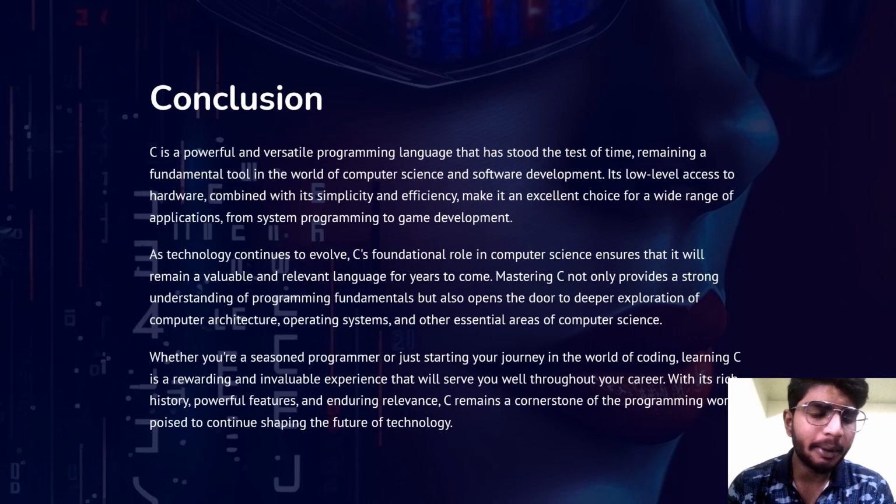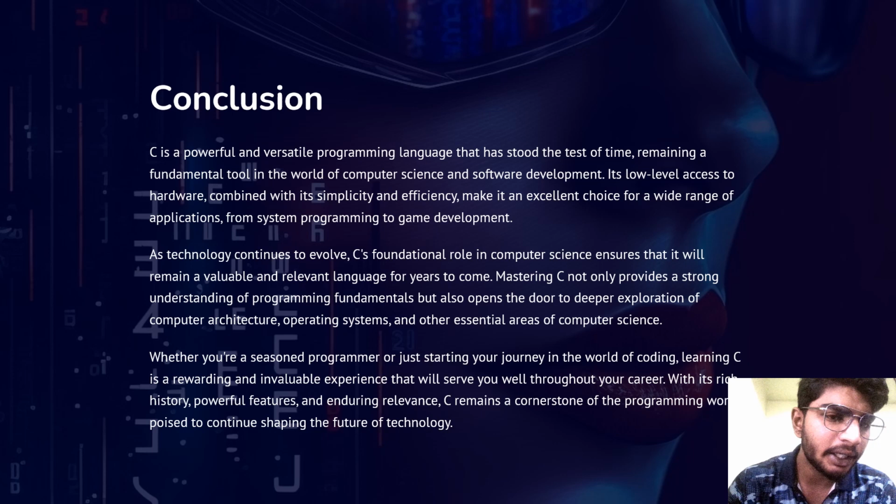Conclusion. C is a powerful and versatile programming language that has stood the test of time, remaining a fundamental tool in the world of computer science and software development. Its low-level access to hardware combined with simplicity and efficiency make it an excellent choice for a wide range of applications, from system programming to game development.